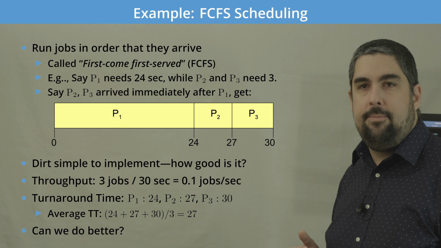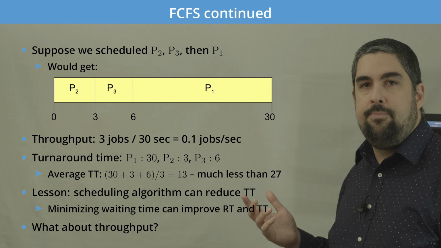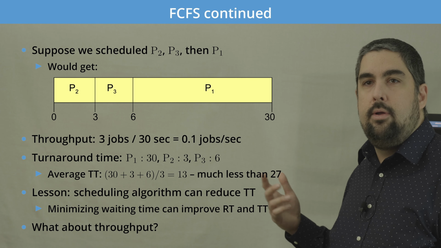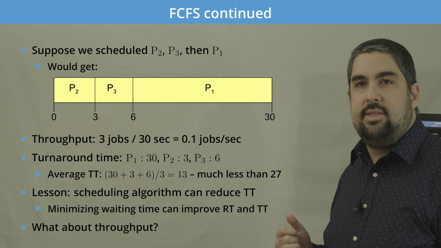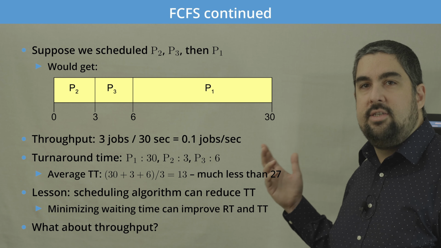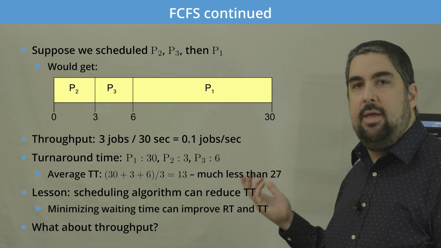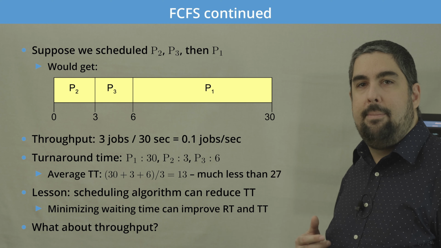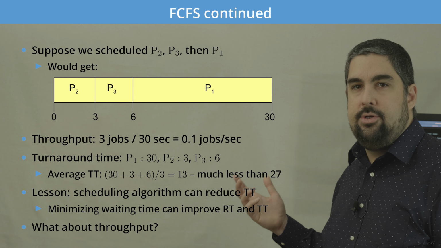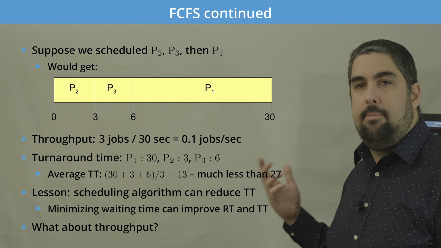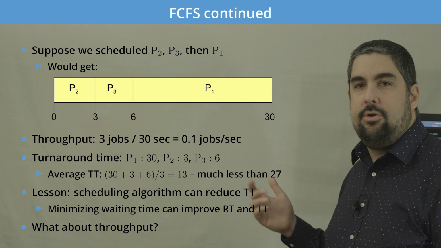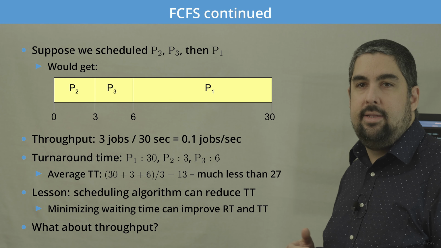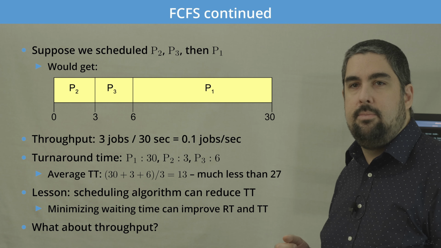So can we do better? Well, of course. If we just reorder the order that we process these things, if we process P2 and P3 first and then P1, well, what happens to the throughput? The throughput doesn't change, but the turnaround time now is much shorter. The average turnaround time now is only 13 seconds compared to 27 seconds previously.